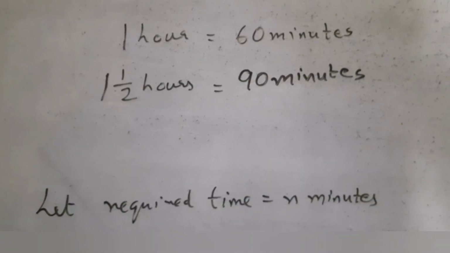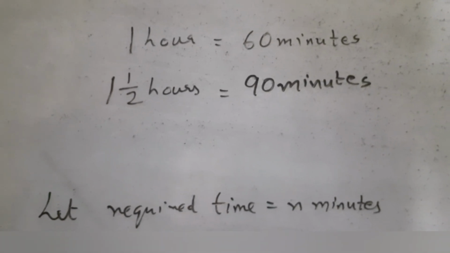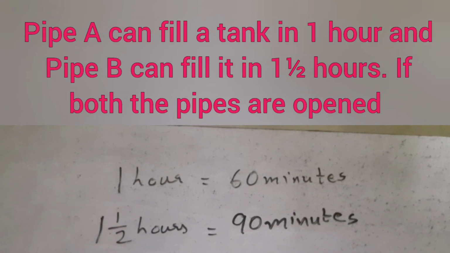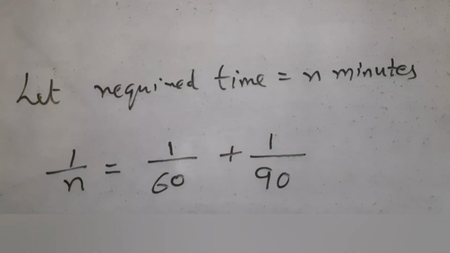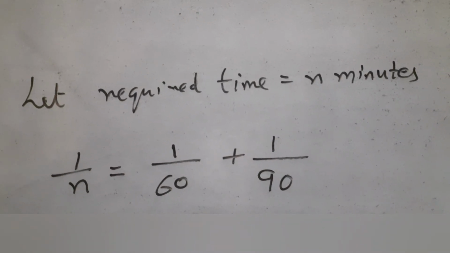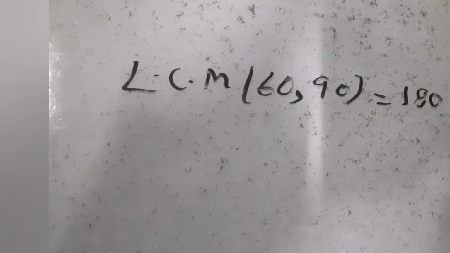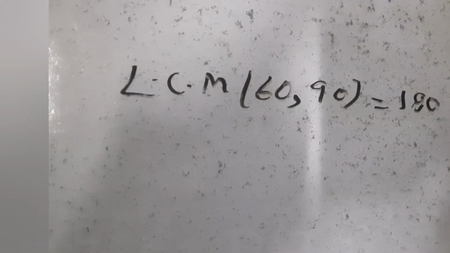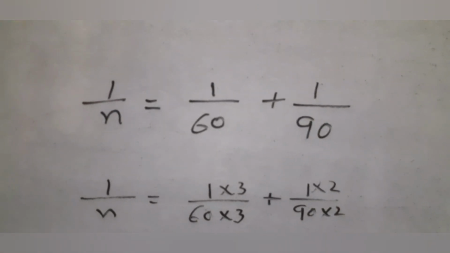Let the required time be n minutes. Using the data in the question, 1 by n equals 1 by 60 plus 1 by 90. To add the fractions, we note that the LCM of 60 and 90 is 180. So we try to get a common denominator.